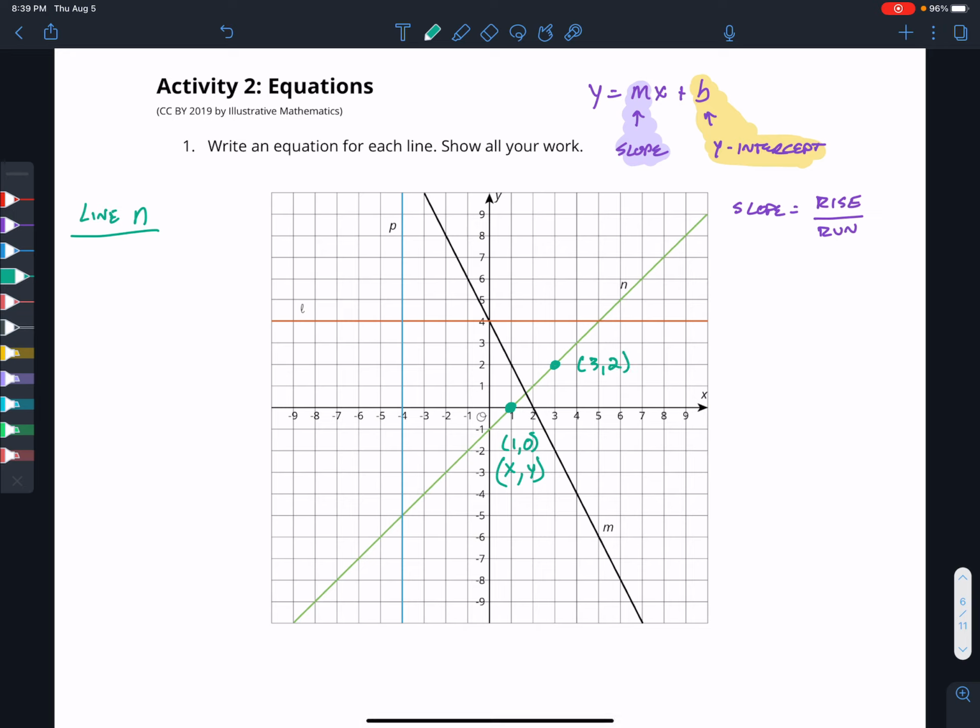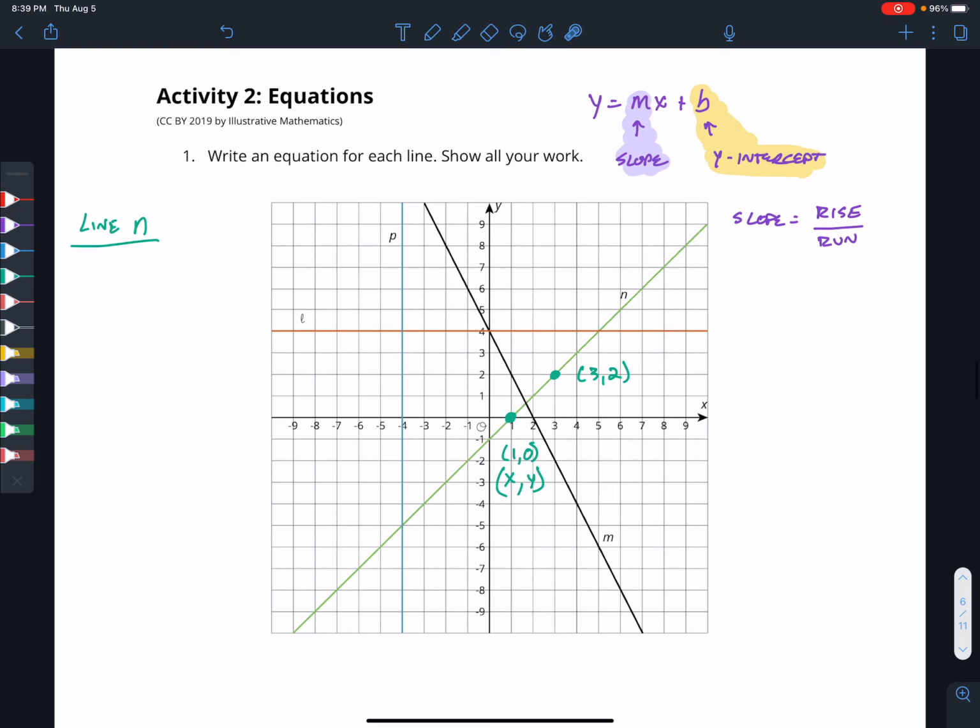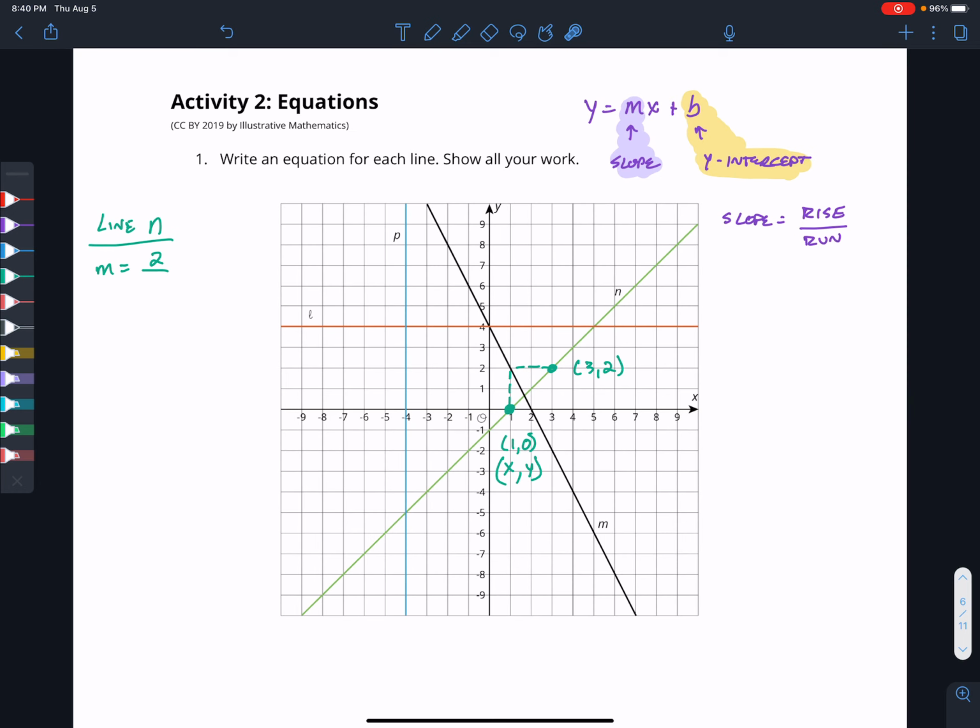Now that we've got our two coordinates, we want to know how far we have gone from this coordinate to this one here. So how far up have I gone? What's my rise? My rise is 2 units. So my slope, my rise is 2 over, and then it looks like I went 1, 2 units that way as well. So up 1, 2, run 1, 2. So 2 over 2, which gives me a slope of 1.